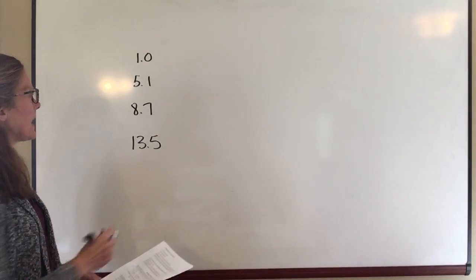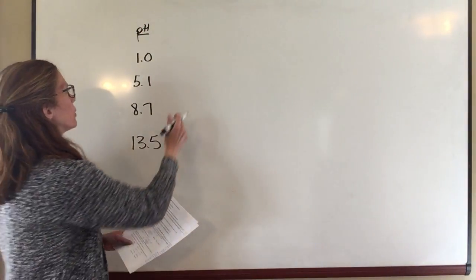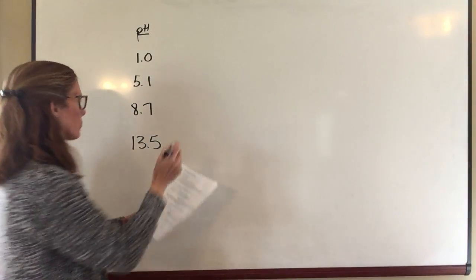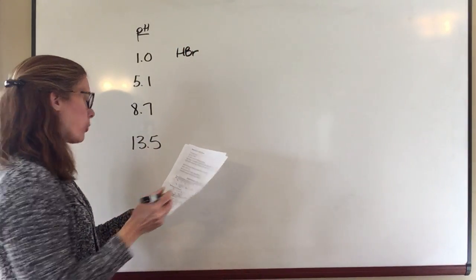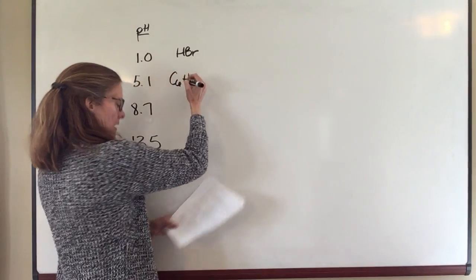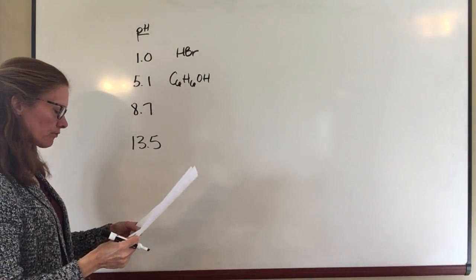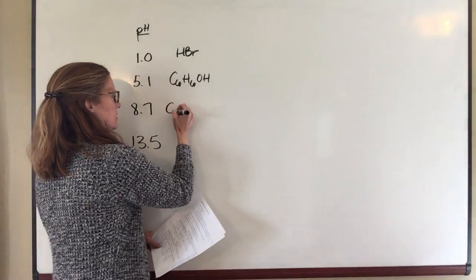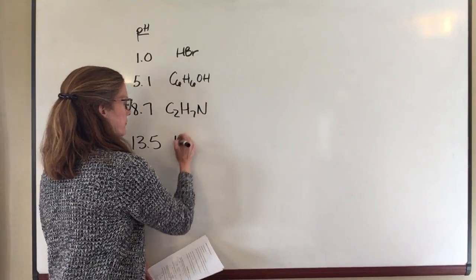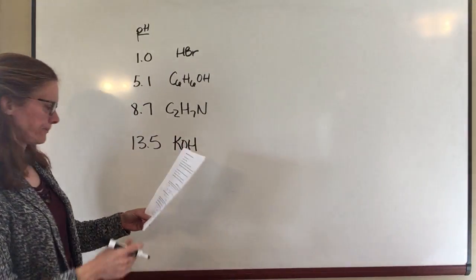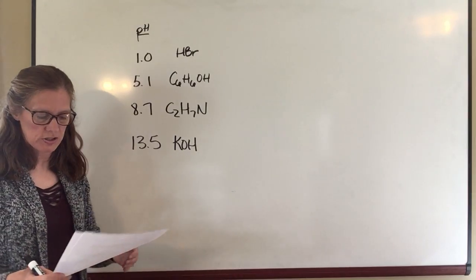Now that I have the pH listed in order, I'm going to put which chemical that is. The pH of 1 was related to the HBr. The 5.1 was C6H5OH. The 8.7 was C2H7N. And then the 13.5 was KOH. That just came straight from the problem. All I've done so far is list the pHs in increasing order.